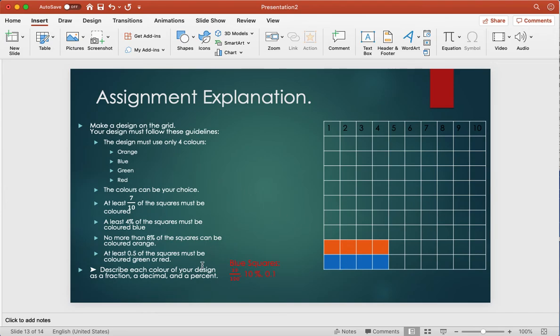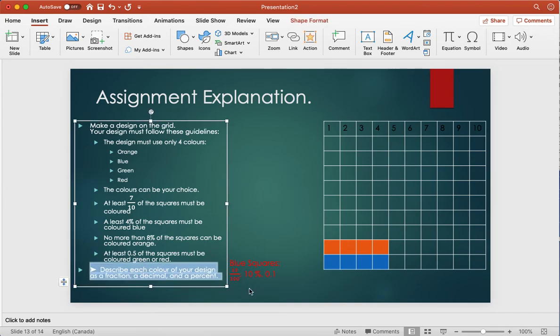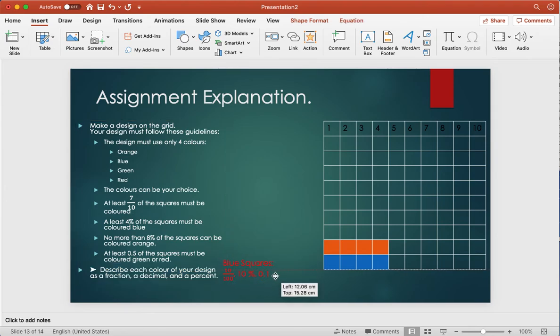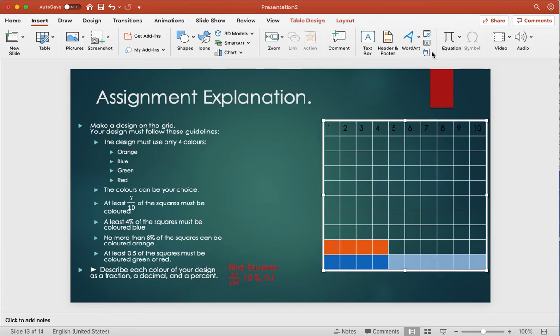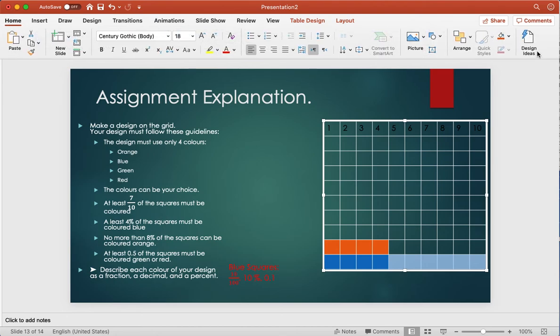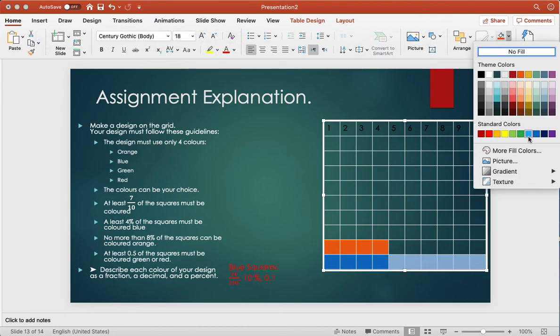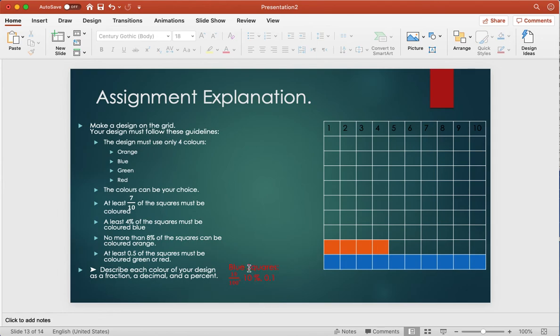After you fill it in, I want you to describe each color of your design as a fraction, a decimal, and a percent. What that means is, like for here, for the blue square, let's say, just for the sake of consistency, I colored in 10 of them as blue, right? That means 10 out of 100, so that'd be as a fraction, or 10%, that's as a percent, or 0.1.